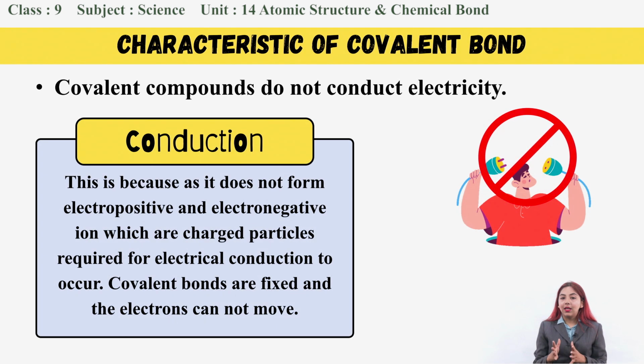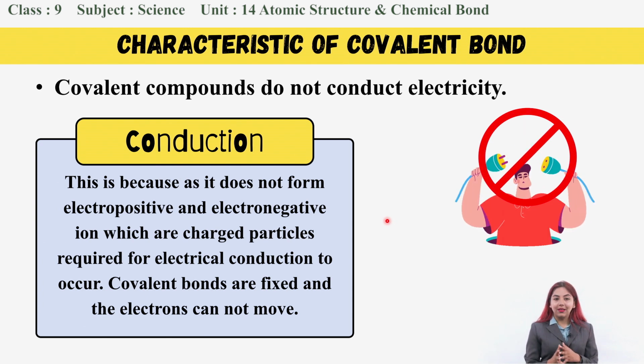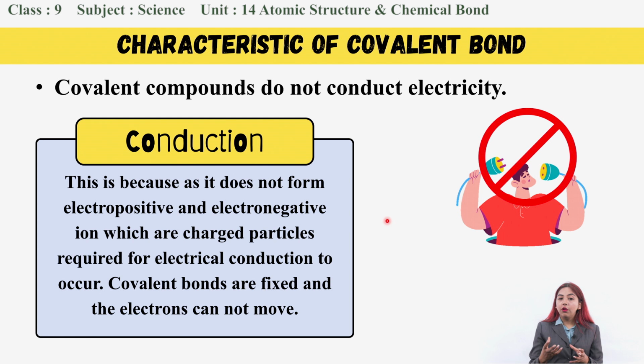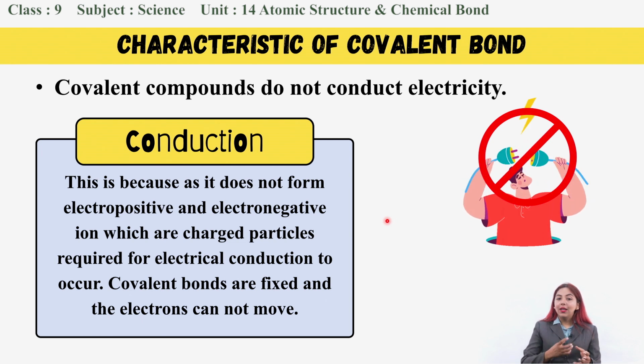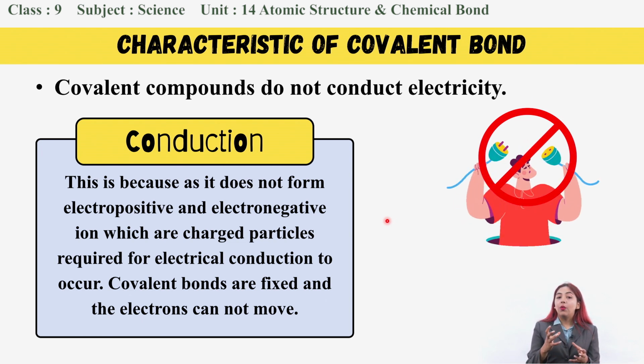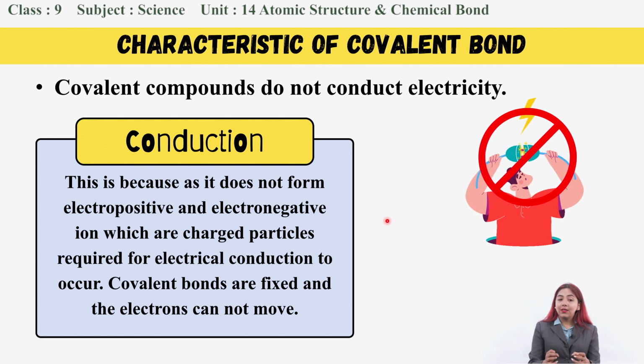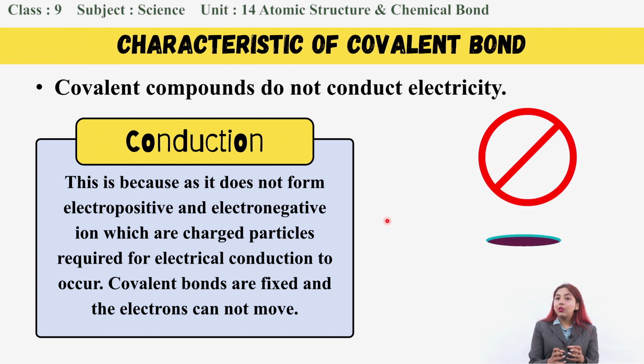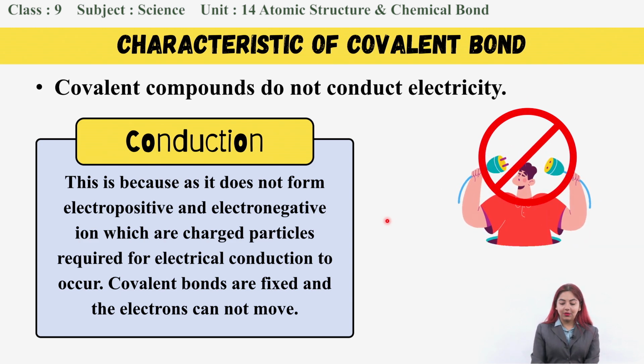And the last characteristic of covalent bond we'll discuss is that covalent compounds do not conduct electricity like electrovalent compounds. Why? Because covalent compounds do not form electropositive and electronegative ions, and these charged particles are required for electrical conduction. In the covalent bond the electrons are fixed, and since the electrons cannot move, the electricity cannot be conducted. That's why covalent compounds do not conduct electricity.